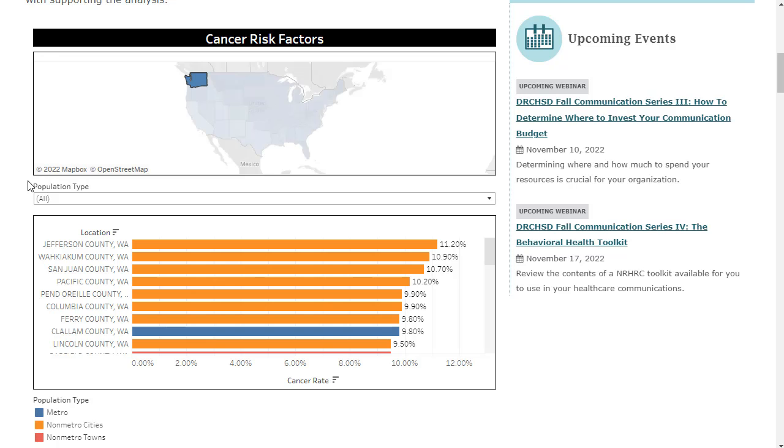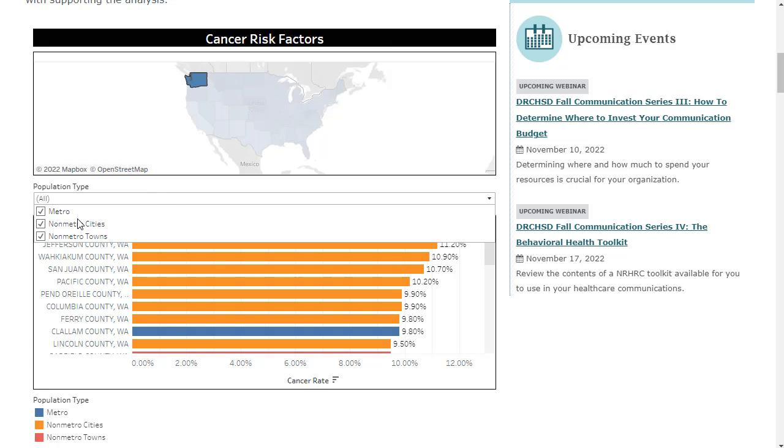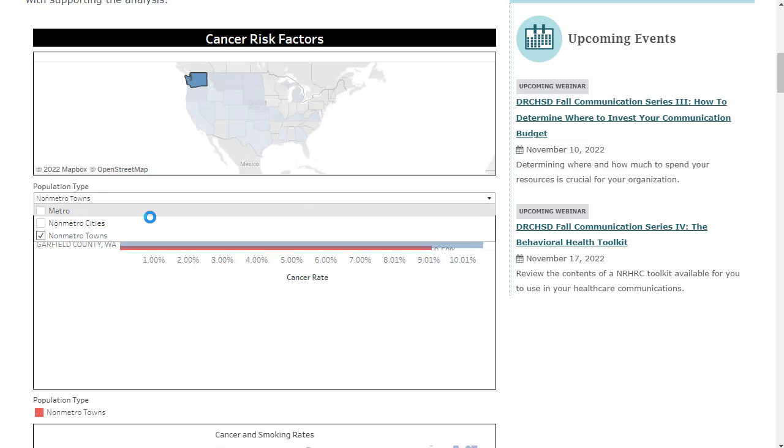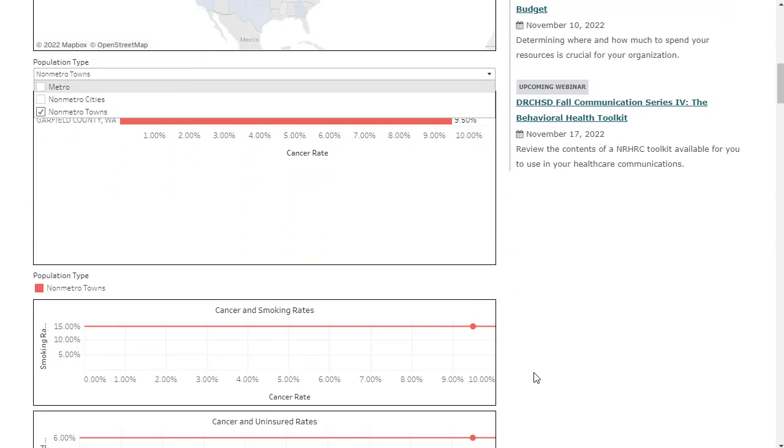So when we select the state of Washington, all the county level data is now filtered to include only Washington, and we can see that Jefferson County at the top here has the highest cancer rate in the state of Washington. Now, we can also filter this further to say we only want to look at certain population types. So let's say we want to look at only non-metro towns. If we deselect metro and we deselect non-metro cities, what we're left with are the non-metro towns. And that will also affect the results down below.